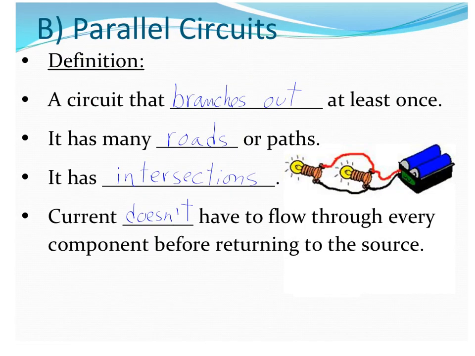The second type of circuit is called parallel, and that one branches out at least once. Or I can say that it has many roads to follow. It has intersections. That means that the charges have a choice. They can flow into different parts of the circuit, and the current doesn't have to flow through every component before returning to the power source.